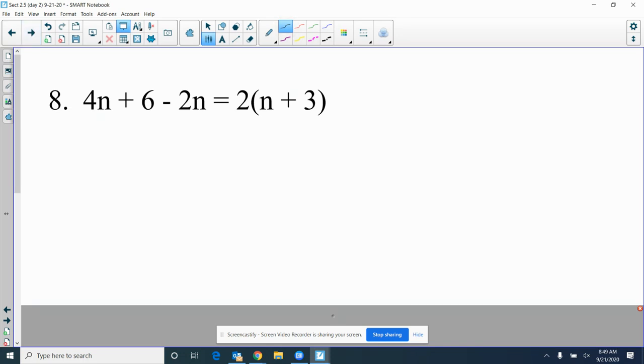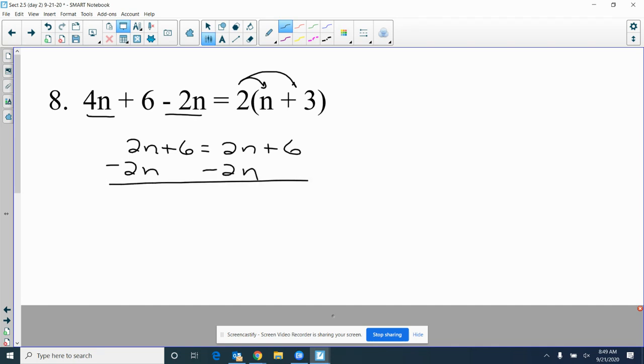When you do this one, combine like terms: 4n minus 2n is 2n, plus 6. Distribute the 2, and I get 2n plus 6. Move the little guy. Well, they're both the same, right? So it doesn't matter which one you move. You subtract 2n.